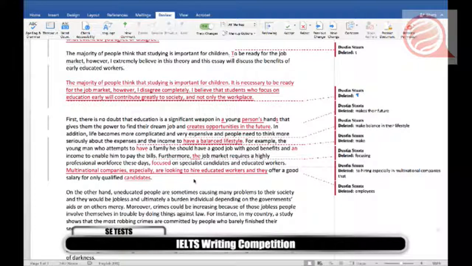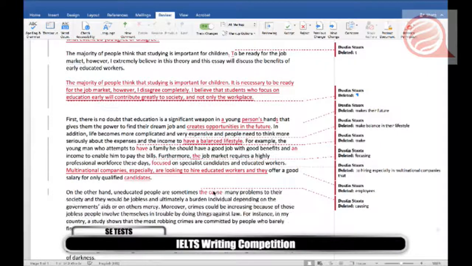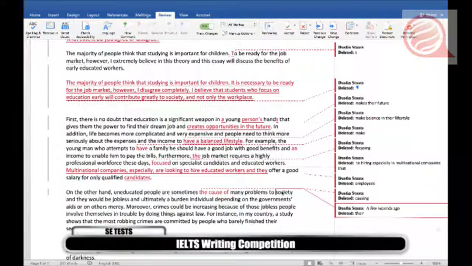On the other hand, educated people are sometimes the cause of many problems to society, and they would be jobless and ultimately a burden. So we need to change the cause, sometimes the cause of. So it should become a noun, because on the other hand, uneducated people are sometimes, we have the verb are already. We could say, on the other hand, uneducated people cause many of the problems to their society. Okay, we actually need to take out there, because society is not one group's. It's all of our society.